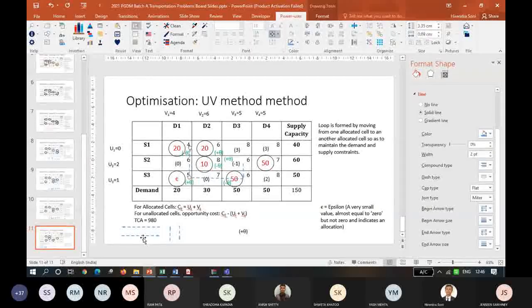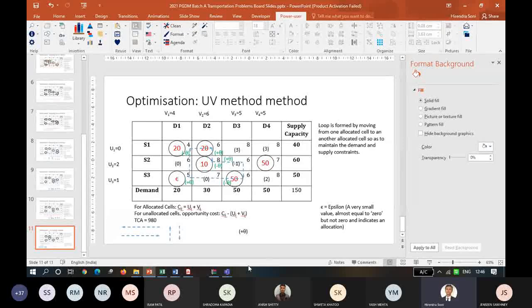Yes, sir. Then from S1 D1 to S1 D2. From S1 D2 to S2 D2. From S2 D2 to S2 D3. And that is how your loop will be completed. Clear? Yes, yes, sir.